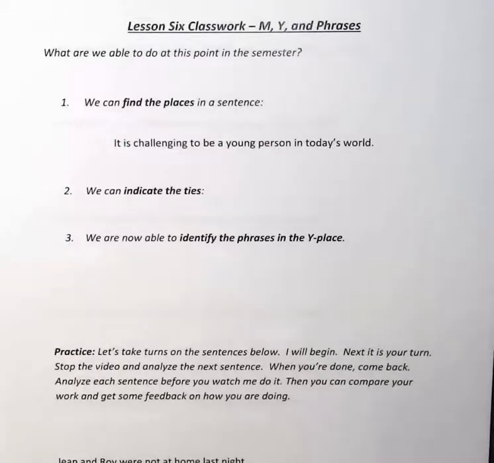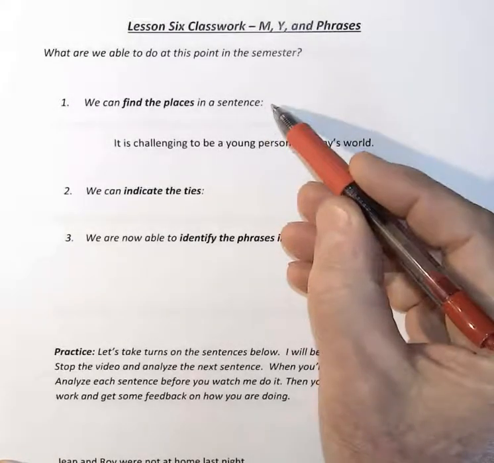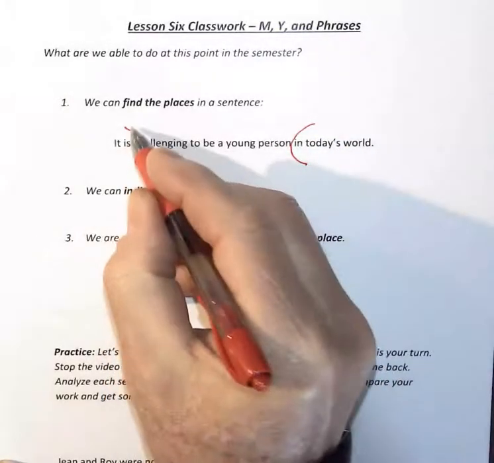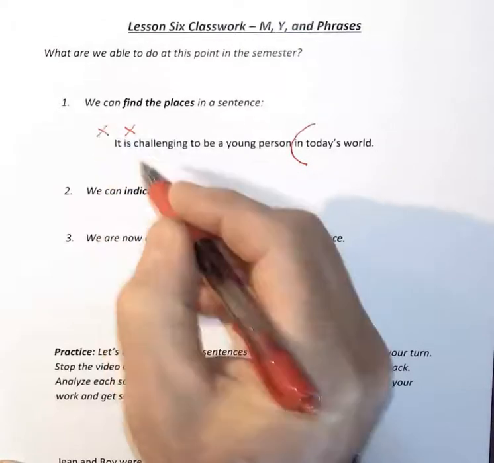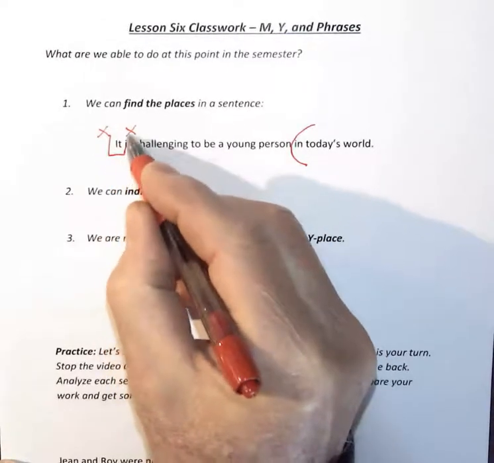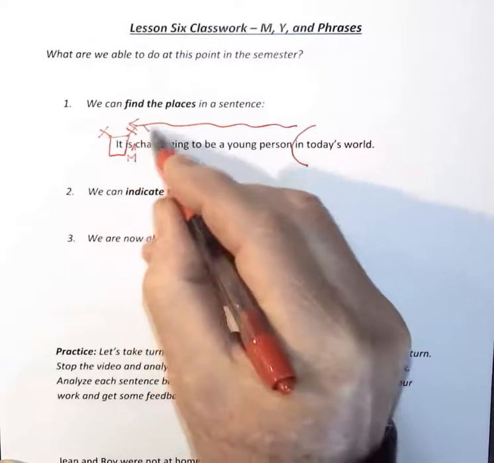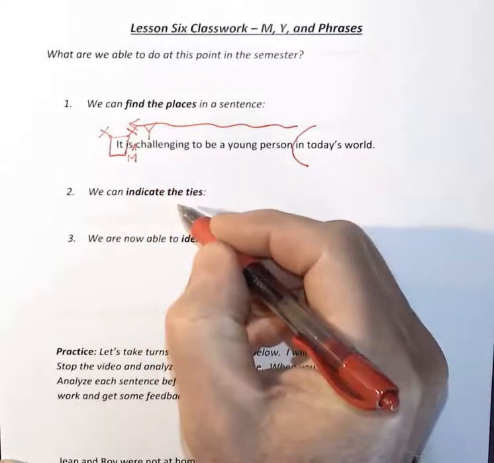Here we are, it's lesson 6, time for a little more practice with the classwork. We can do quite a lot of things now to investigate and to analyze a sentence. For example, we can find the places in a sentence. For example, here's the shifter. Here's one X word place, a second X word place, the subject, the predicate. We know that the M place follows the X place, and then everything left is the Y.